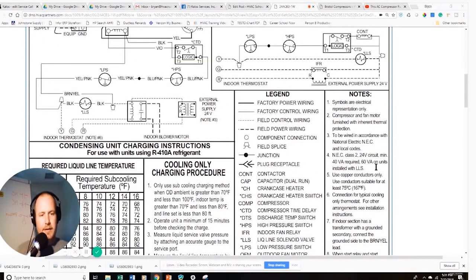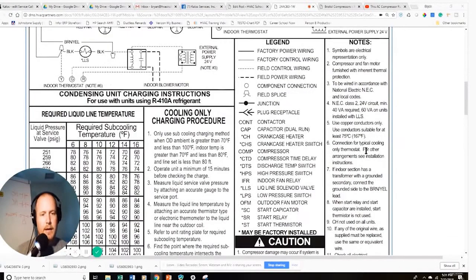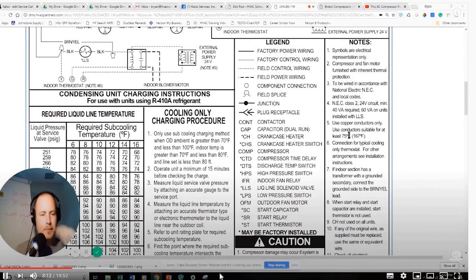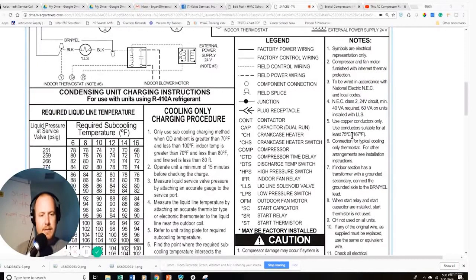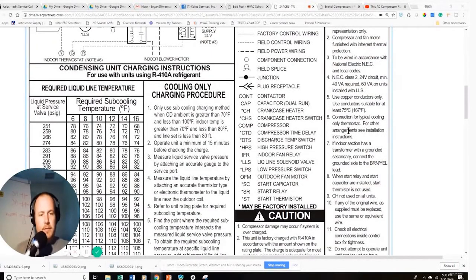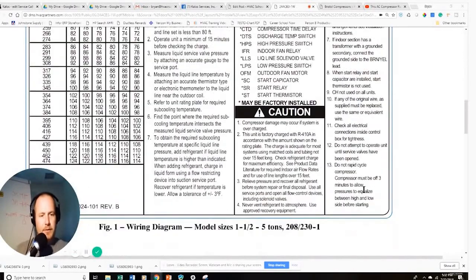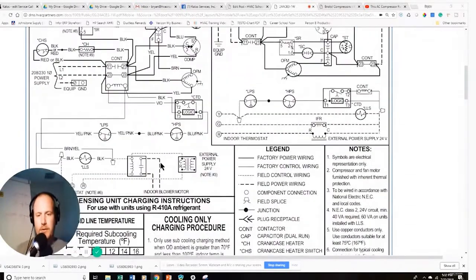Another thing to look at here is it's going to refer to the NEC. Everything you wire in needs to be in accordance with the NEC and local codes for anything that you're adding in. Use copper conductors only. Use conductors suitable for at least 75 degrees Celsius, which is interesting because that excludes Romex, or what we call Romex, NM, non-metallic cable. So technically we should not be using Romex to wire in this particular unit because that is only rated at 60 degrees Celsius. Connection for a typical cooling only thermostat. So what is this? It isn't a heat pump setup, and then it goes on through. I'm not going to read all of them, but you get the point. Those are things that you're going to want to read.